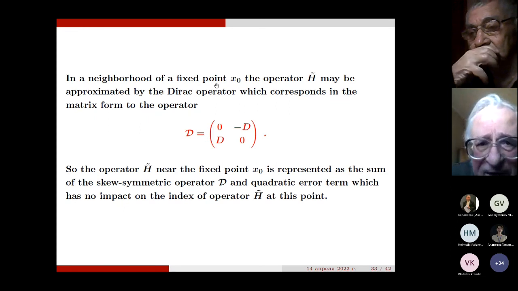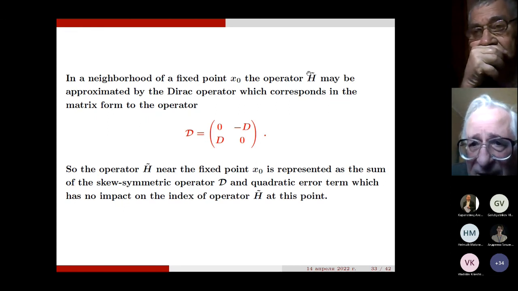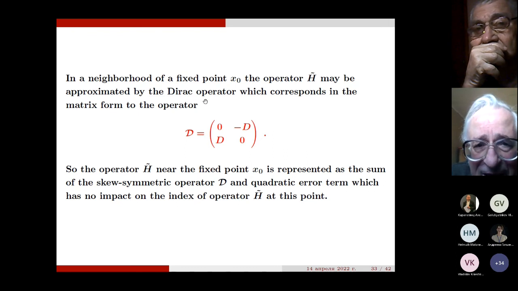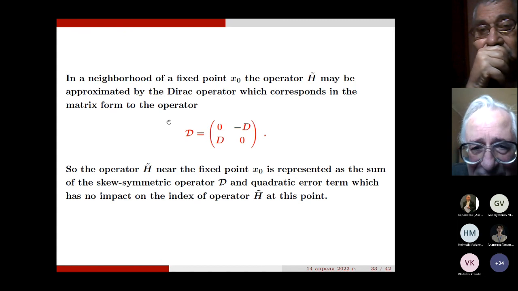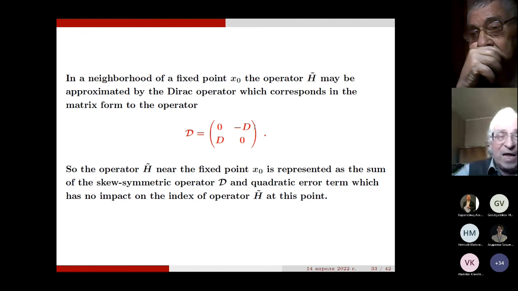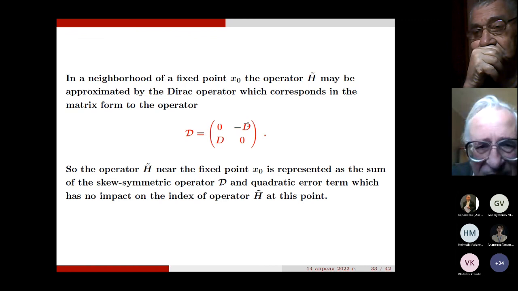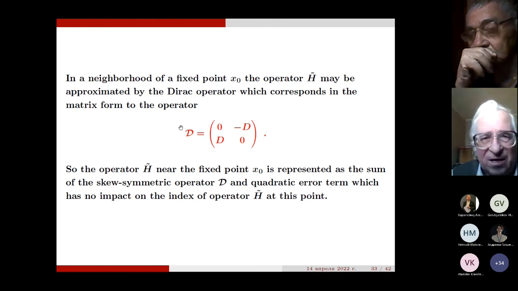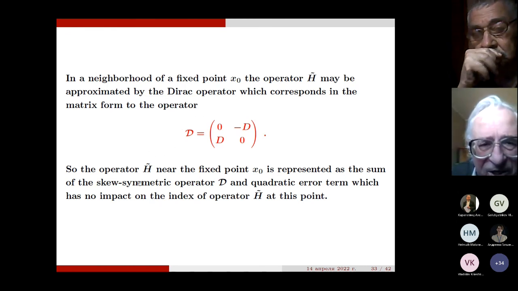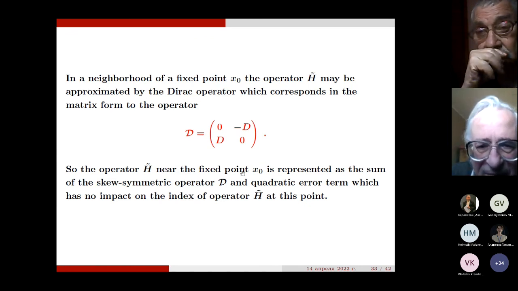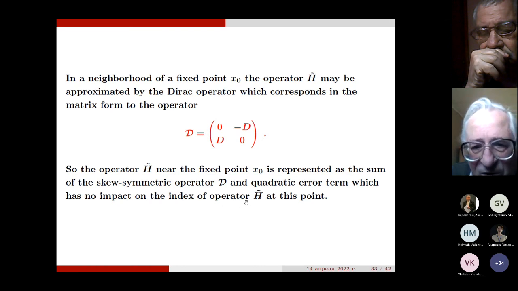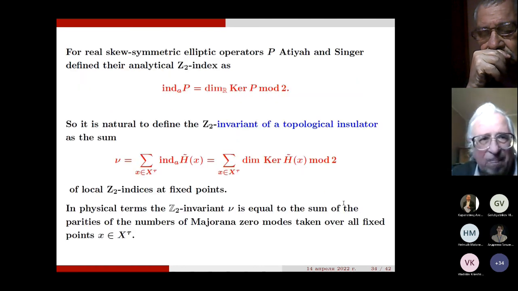In a neighborhood of a fixed point X sub 0, the operator H tilde may be approximated by the Dirac operator, which corresponds in the matrix form to the operator of this type. Here is the Dirac operator minus Dirac, and here is what I call the matrix Dirac. So the operator H tilde near the fixed point X sub 0 is represented as the sum of the skew-symmetric operator D, which I just introduced, and the quadratic error term, which, as I said, has no impact on the index of operator H tilde at this point.